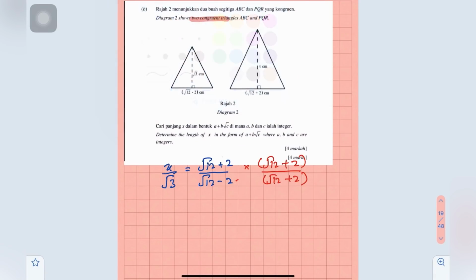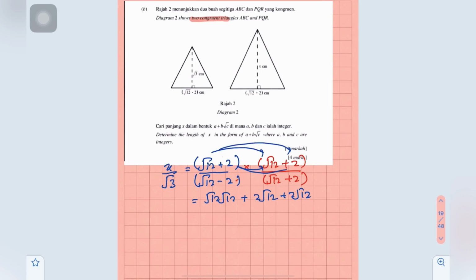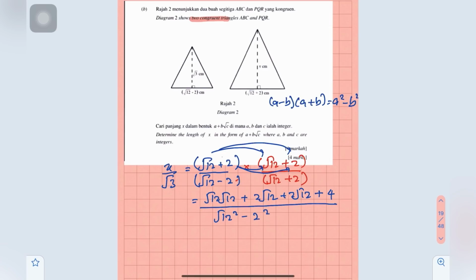Okay, so the rest kita just simplify. So kita darab this one darab this one. So root 12 tambah 2 root 12 yang ni. Okay, so this one pula tambah 2 root 12. This one 2 darab 2, 4. Bahagi yang bawah ni kita guna a minus b, a plus b akan dapat a squared minus b squared. Okay, so kita akan dapat root 12 squared minus 2 squared.